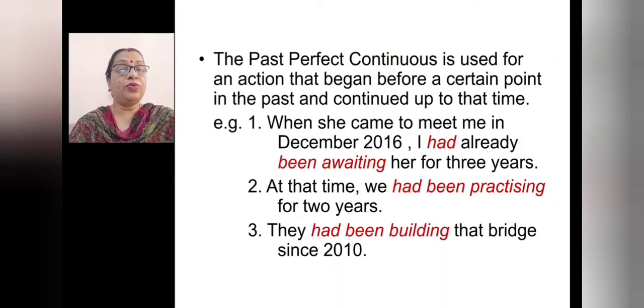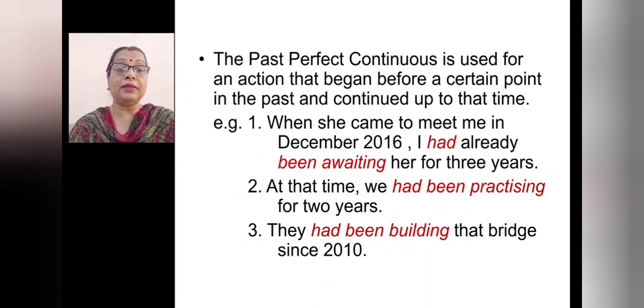Remember. So when do we write the past perfect continuous tense? It is used for an action that began before a certain point in the past and continued up to that time. Let's see the examples. When she came to meet me in December 2016, I had already been awaiting her for 3 years. So, had, then been, awaiting. So, past, perfect, continuous.